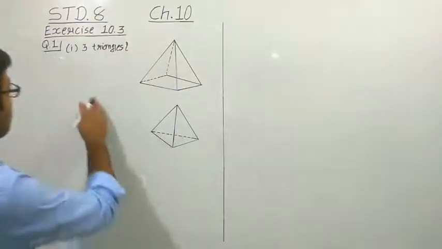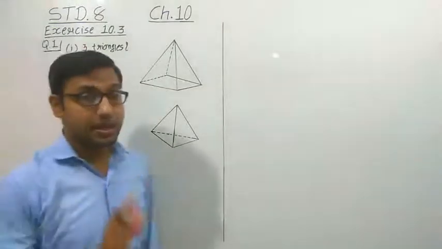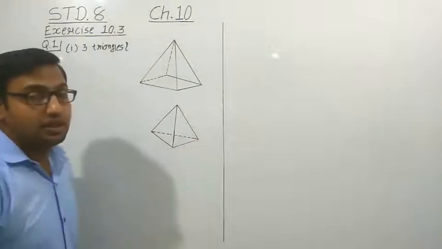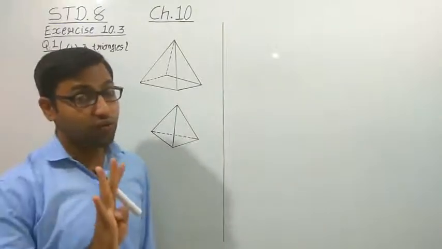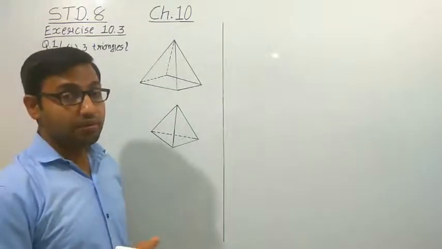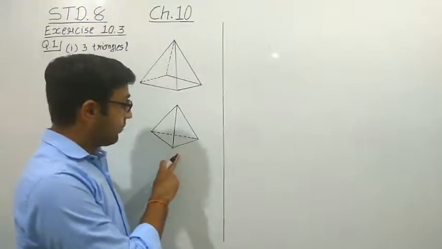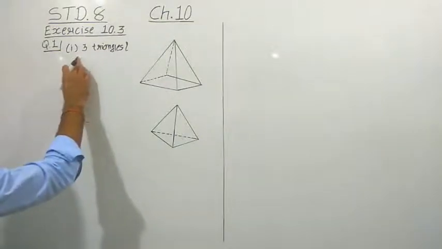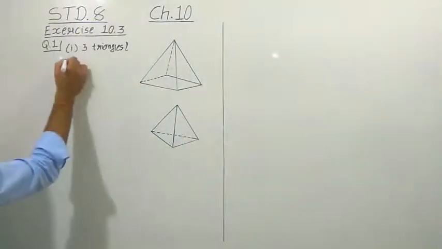So now think about this question: is it possible to have a solid with three triangles as its faces? This is the solid shape which has a triangle as its base and all the three other faces are also triangles. So it has four faces which are triangles, the base and three other sides. The minimum requirement to be a pyramid is that four triangles must be there. So it is not possible to have a solid shape which has only three triangles as its faces, right? So here the answer is no.